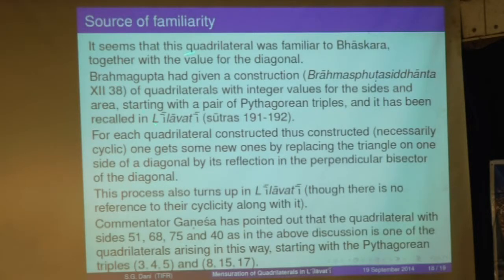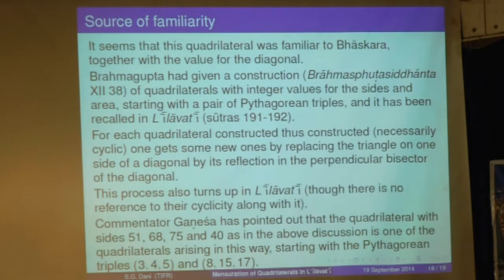Okay, so it seems that the quadrilateral was familiar to Bhaskara. Brahmagupta had given a construction in Brahmasphuta Siddhanta for constructing cyclic quadrilaterals, starting with a pair of Pythagorean triples. Now, the Brahmagupta direct construction gives cyclic quadrilaterals in which the diagonals are perpendicular. So that still leaves one puzzled why, because in the case of the Bhaskara quadrilateral, the diagonals are not perpendicular to each other.